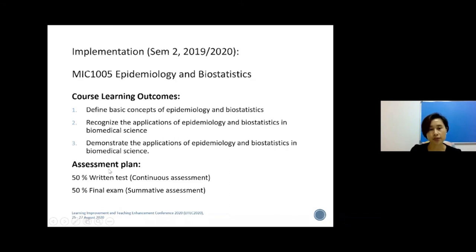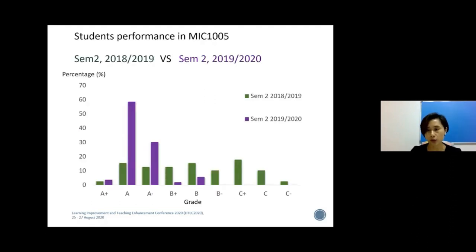So in the previous semesters, the assessment plan for this course was 50% written test and 50% final exam. So this is a very conventional or traditional paper and pen approach. So if a student is not good at expressing themselves in written form, they may not be able to perform well. So before I go into the changes, maybe have a look at the performance first.